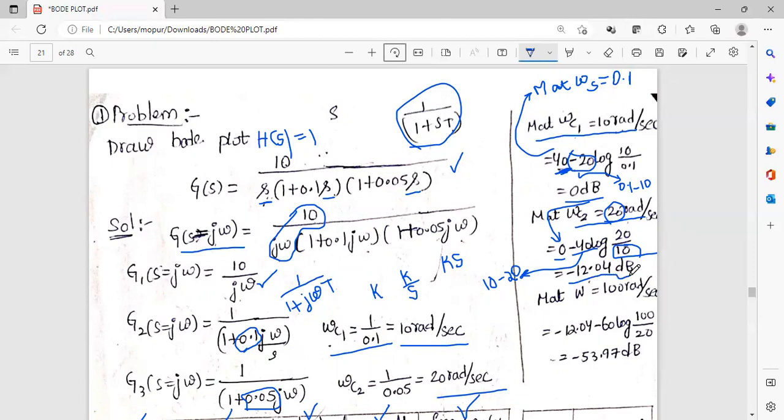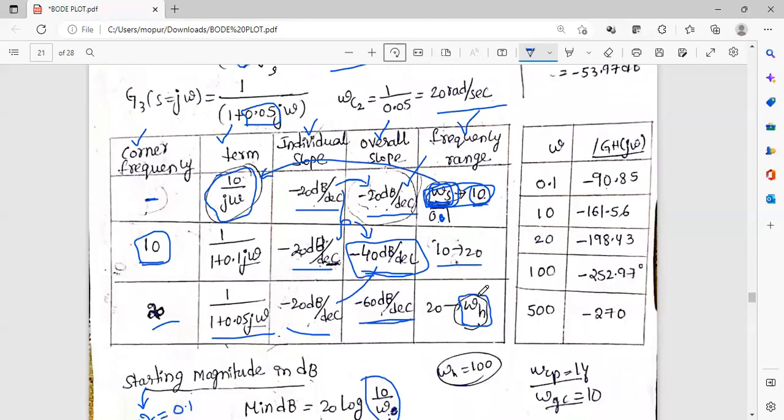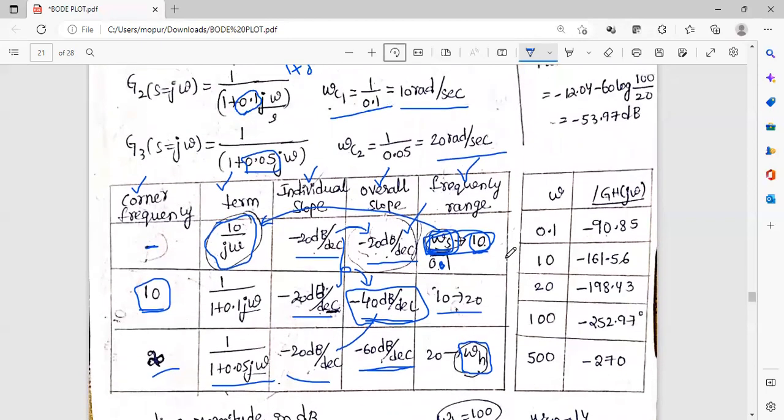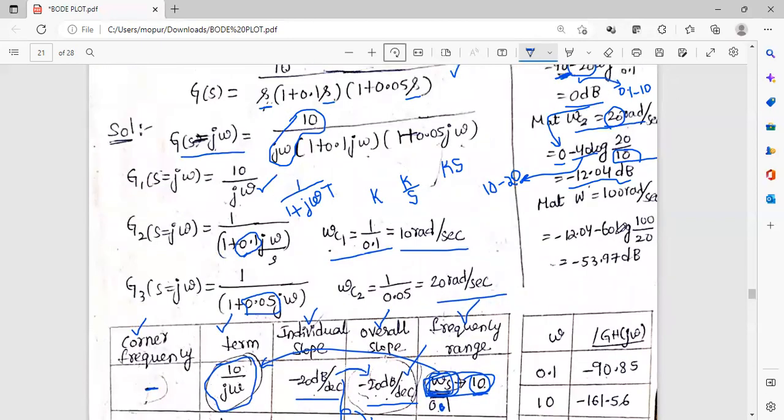Now we had calculated at the starting frequency, and we got 40. At 10, we got 0. At 20, we got minus 12.04. And at a higher frequency, I am fixing the higher frequency as 100. You can take anything, 100, 1000, anything. I am taking it as 100.